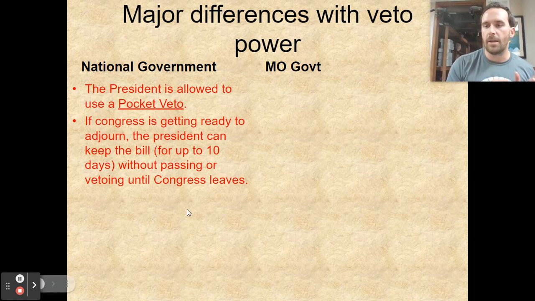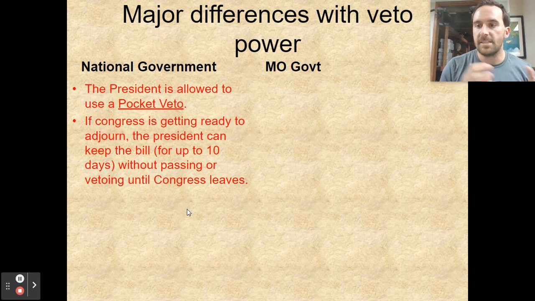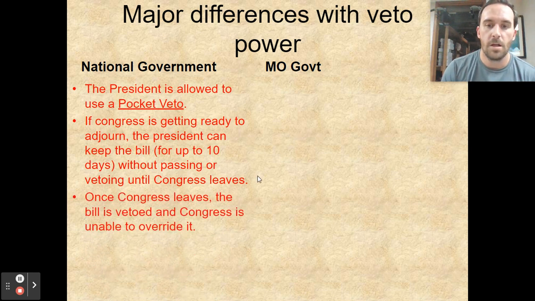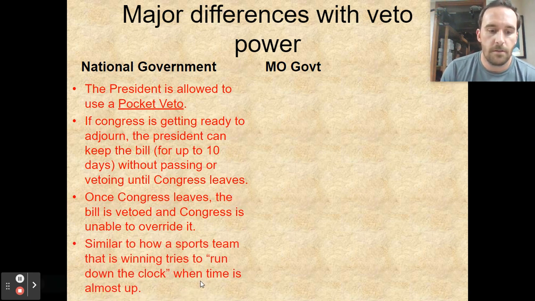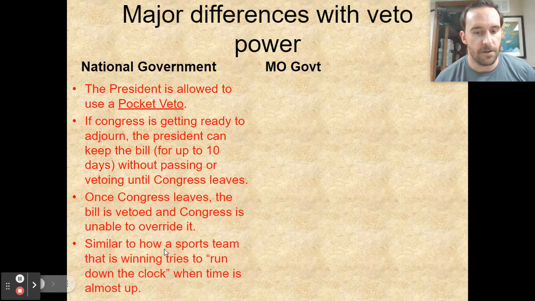It's a little bit like when a quarterback, or let's say a center for a basketball team, let's say a sports team, has the ball as the clock is winding down. They're not going to pass it, they're not going to try and score again, because then the opposing team might get the ball back and score. So if it's a close game, the winning quarterback might just hold on to the ball and try to run the clock out. That's a lot like what the president does with the pocket veto. Once Congress leaves, then the bill gets vetoed and Congress cannot override it. Again, this is kind of similar to my metaphor here.